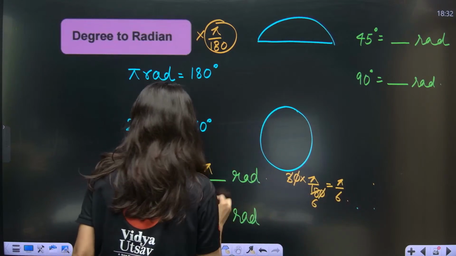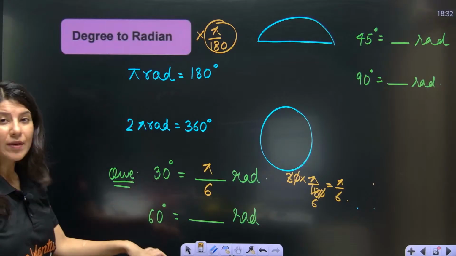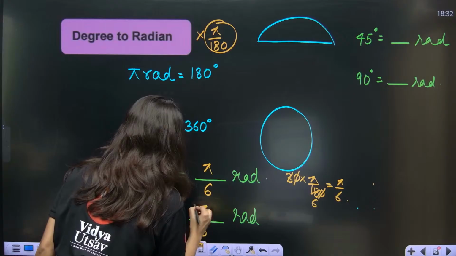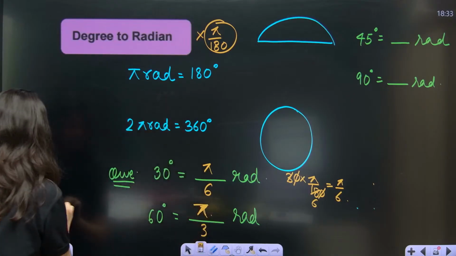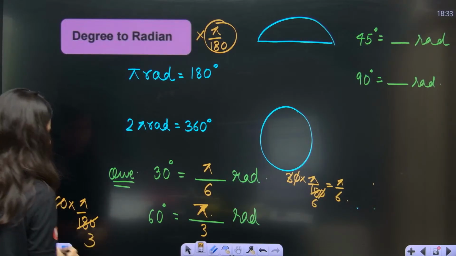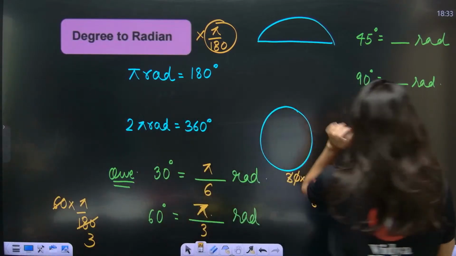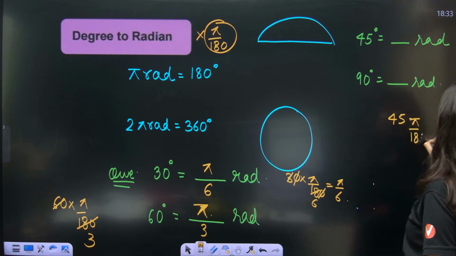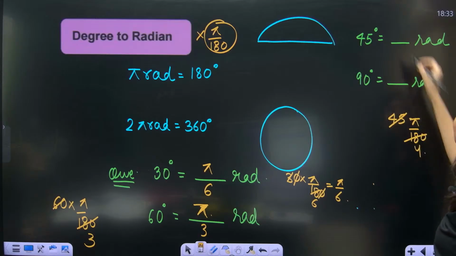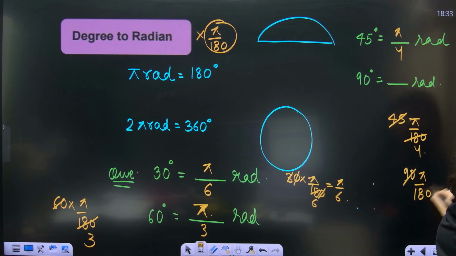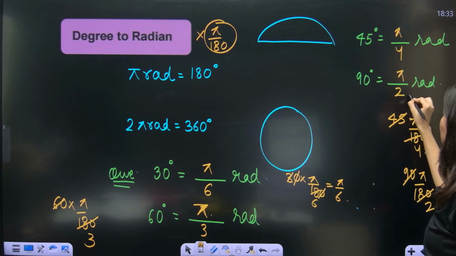60 degree into pi by 180. If you do that, pi by 3 will be the answer. 6 ones are 6, 6 threes are 18, so pi by 3. 45 degree: 45 into pi by 180. Clearly 45 ones are 45, 45 fours are 180, so pi by 4. 90 degree: 90 into pi by 180 quickly. 90 ones are 90, 90 twos are 180, so pi by 2.